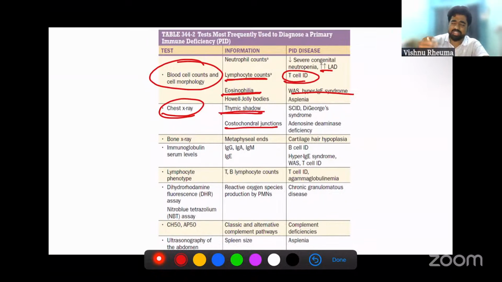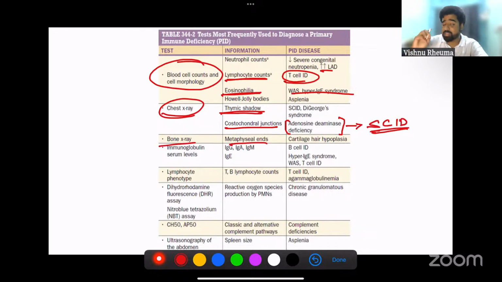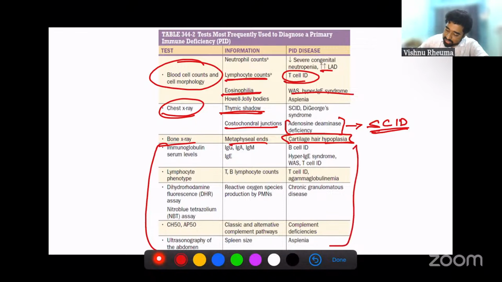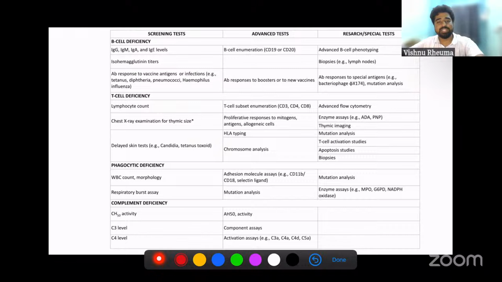Then costochondral junction abnormality, there will be some bony dysplasias that occur in ADA deficiency. This is a type of severe combined immunodeficiency which has bony dysplasias. Then bone X-ray, cartilage hair hypoplasia. Cartilage hair hypoplasia has come three times, and this is given in your Harrison's in good detail. So do not ignore cartilage hair hypoplasia. Metaphyseal ends will have dysplasias. The rest we will come to. USG you also have to do for spleen size. So this is how we screen for PID.